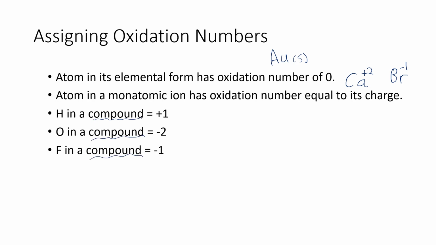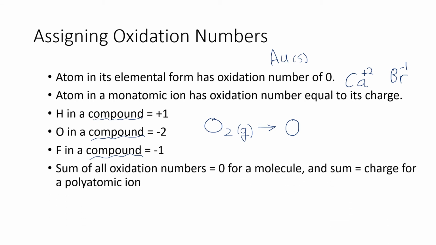If you have simply O2 in the gas phase, that's the elemental form, and the first rule applies, which is that its oxidation number is 0. So when oxygen's in a compound, we're going to call it -2.